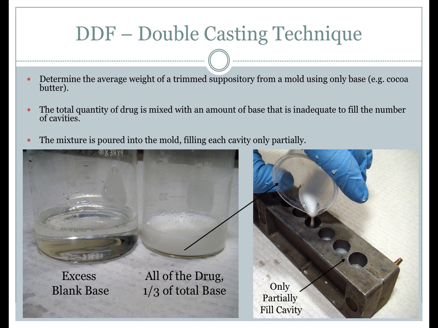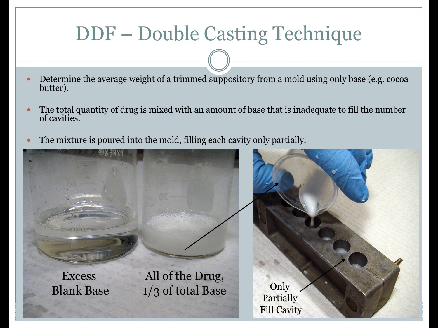The first step in the double casting method is to calibrate your mold for the suppository base to be used, meaning you need to know the average weight of a trimmed suppository using base only with no active drug. Next, take the total weight of active drug needed for all suppositories to be prepared and add that powder to an inadequate amount of molten suppository base. An inadequate amount of base means 1/3 to 1/2 the total amount estimated to fill the cavities completely, based on the mold calibration. Thus, all of the drug should be added to only a fraction of the base, once that base has been liquefied. Thoroughly mix the drug and base until evenly mixed.